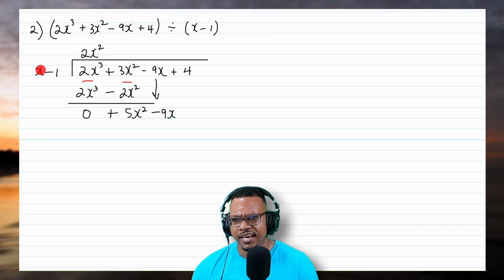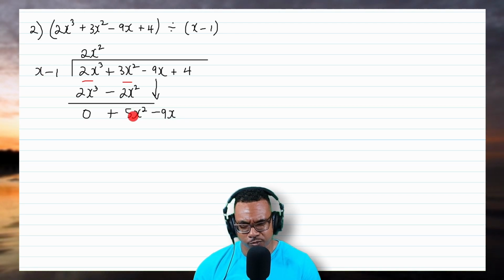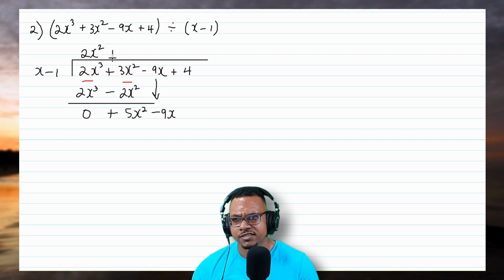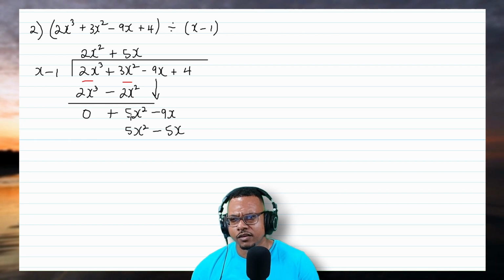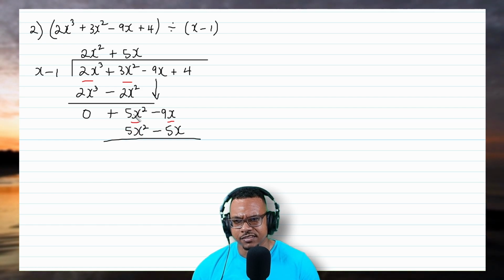And I'm going to say x into 5x squared. That will give you positive 5x. I'm going to take that positive 5x and multiply by positive x and get positive 5x squared. Then I'm going to take this positive 5x and multiply by negative 1 and get negative 5x. Now I'm going to subtract. So obviously these two will give you 0 because it's the same thing and you're subtracting.